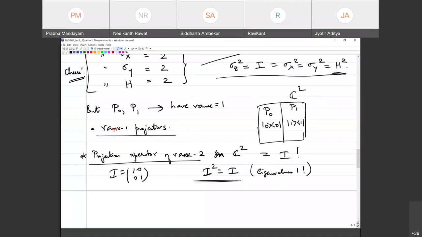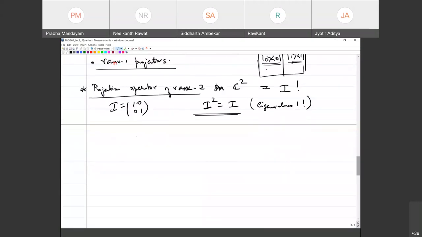So what is this a projection onto? In some sense, it's a projection onto the entire C2 space. So how do I think of identity as a projection? It's a projection onto this entire C2 space. But |0><0| projects down only to one cut of the C2 space, and there is a completely non-overlapping cut that the projection operator |1><1| projects down to. In fact, now you see identity can be written as P0 plus P1.